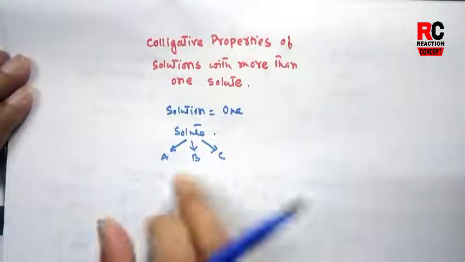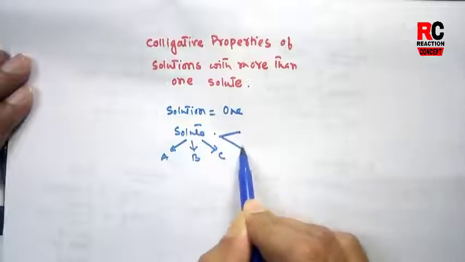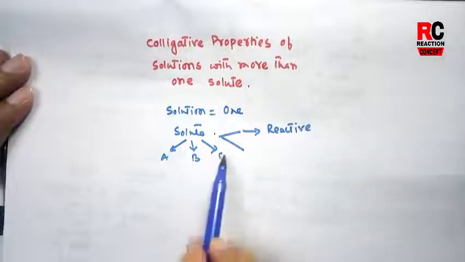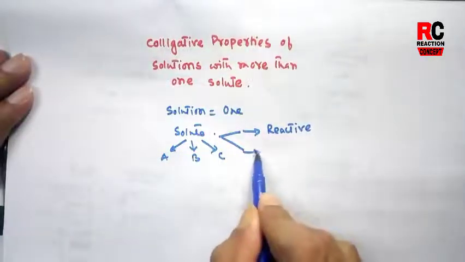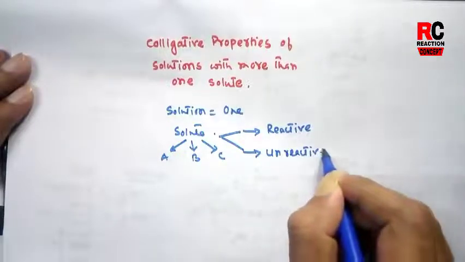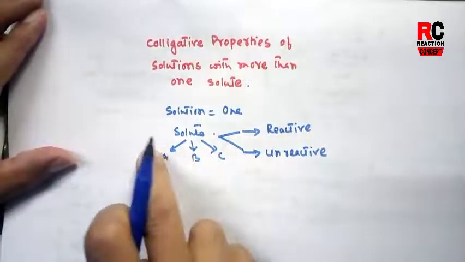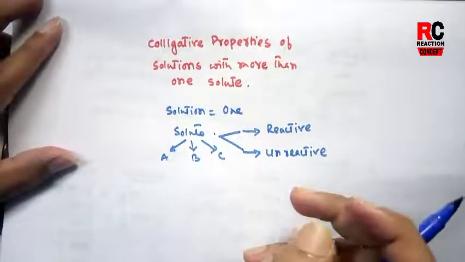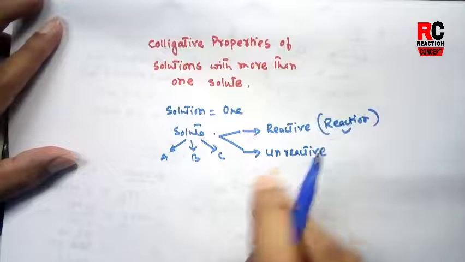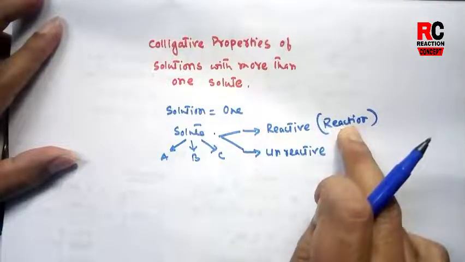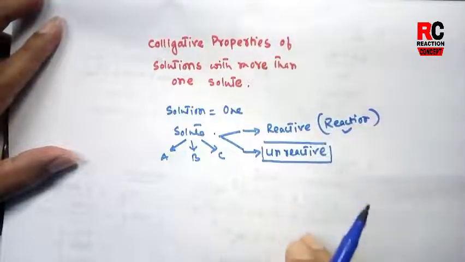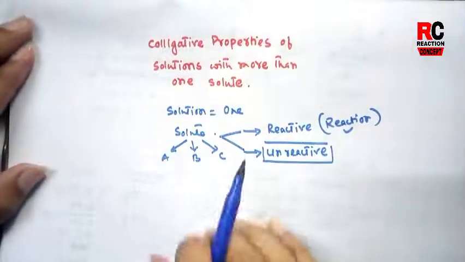There are more than one solute in the solution, so there would be two cases. The solute molecules may be reactive to each other, or they might be unreactive to each other. In the first case, if these solutes react with each other, then the reactions will be provided to you in the question. We are not discussing the reactive part, we are discussing the unreactive part. If the solute molecules are unreactive, then what will happen to the colligative property? That part we will see here.